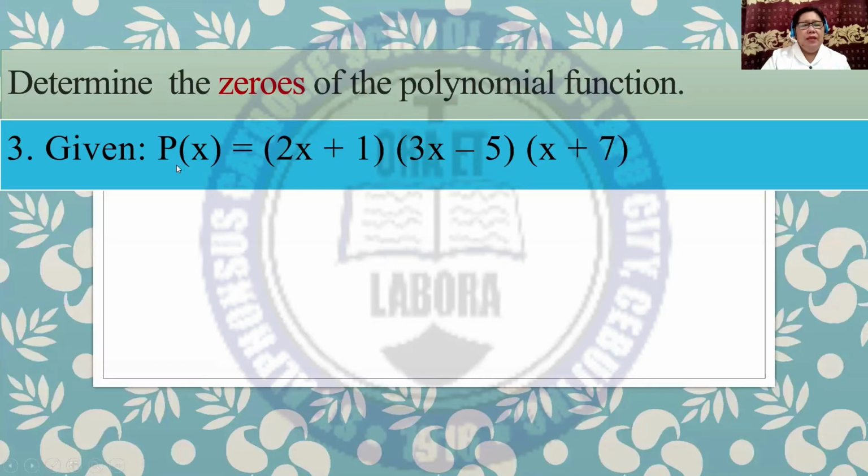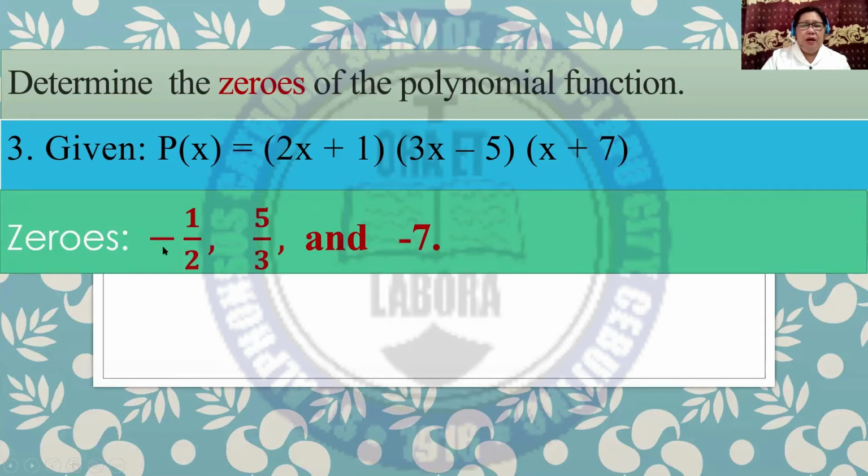Next example. Given the polynomial function equals to the quantity 2x plus 1 times the quantity 3x minus 5 times the quantity x plus 7. The zeros are -1/2, 5/3, and -7.